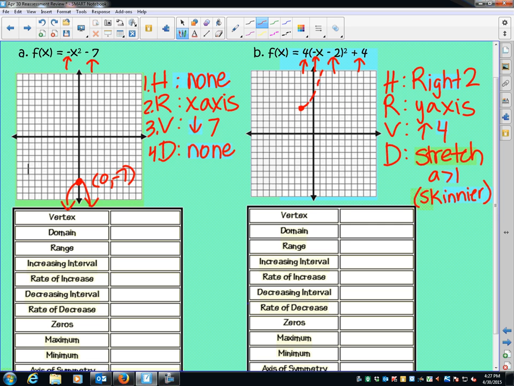So I have to give a point of reference. I have to give my dotted graph. And because it's a stretch, if I stretch you up, you're going to get skinnier. So it's skinnier like this. And some teachers will even tell you that because the number's 4, you go up 1, 2, 3, 4, and over 1. Up 1, 2, 3, 4, over 1. It's sort of like a slope. So you can even get the stretch that way.